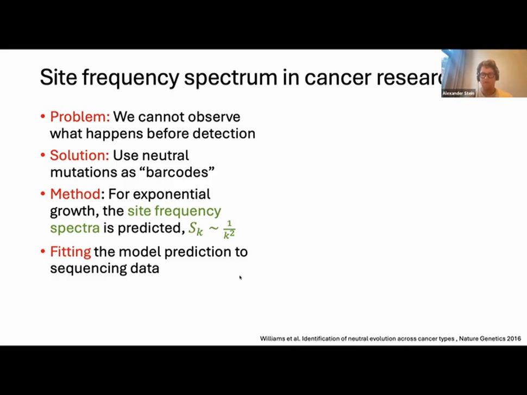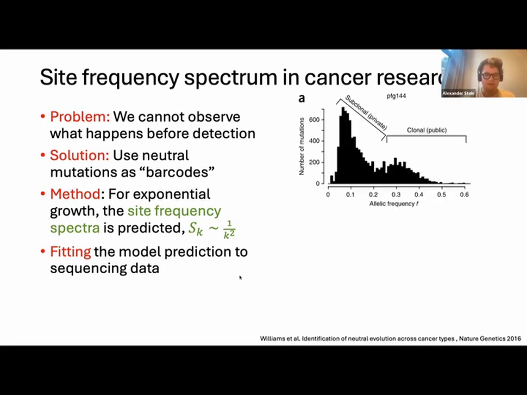It was suggested as a solution to this problem to use neutral mutations as barcodes. They are accumulated over time and they leave traces in the sequencing data from which we can then infer the evolutionary history of the cancer. In particular, there's a simple result for the exponentially growing population, where the site frequency spectrum can be shown to have a typical 1/k² tail. I will explain this in a bit more detail a few slides later. These results are then usually fitted to the sequencing data at the time of detection, and we can make inferences.